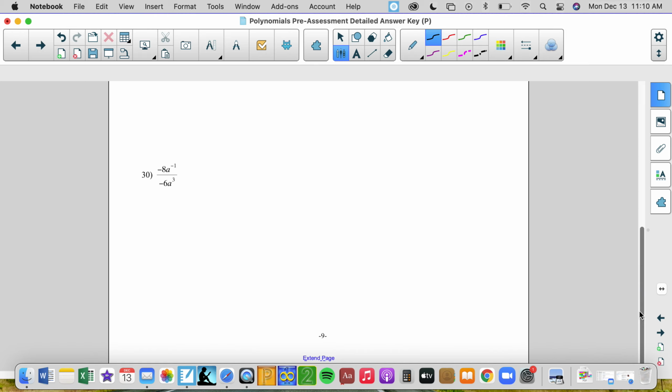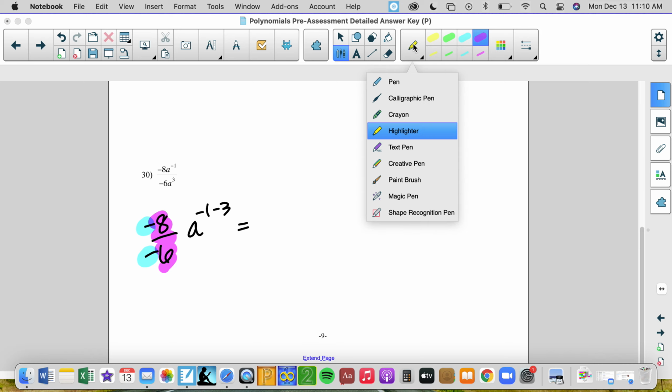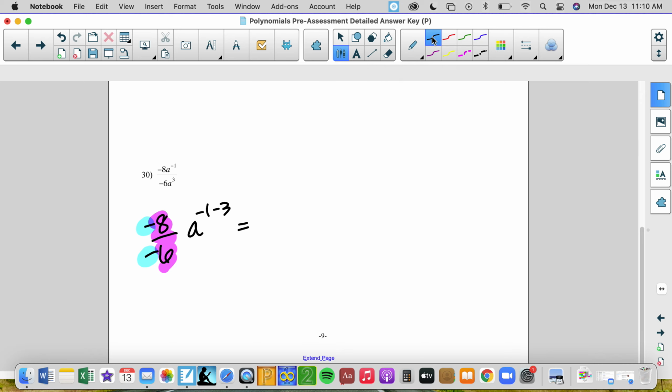Number 30, you have negative 8 over negative 6, a to the negative 1 minus 3. A negative and a negative. A negative divided by a negative is going to give me a positive, and then I'm going to reduce 8/6. 2 goes into 8 and 2 goes into 6. So 2 goes into 8 4 times, 2 goes into 6 3 times, a to the negative 4, which would give me 4a to the negative 4 over 3.